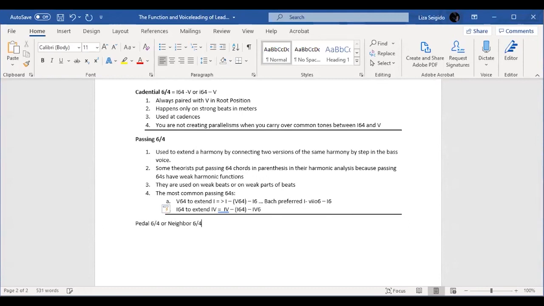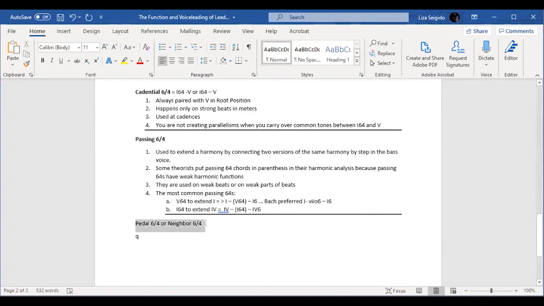The reason they're called neighbor 6/4s is because they create a neighbor tone in the upper voices, not in the bass. The bass has the same note. It's like a pedal, hence the pedal 6/4. But in the upper voices, it creates a neighbor tone between the two chords that you're repeating. So that's why it's also called a neighbor 6/4. Just know that the terms are interchangeable. When you hear someone say neighbor 6/4, it means the same thing as pedal 6/4, and pedal 6/4 means the same thing as neighbor 6/4.